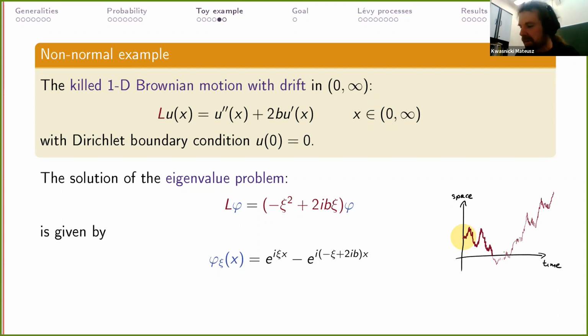Analytically speaking, this is the same operator, but now considered only in the interval 0 to infinity, in the positive half line, with an additional boundary condition imposed at 0. So we require u of 0 to be equal to 0. Now things are a little bit more complicated because our functions exponential of i psi x are not equal to 0 at 0. So we need to work a little bit harder to find eigenfunctions.